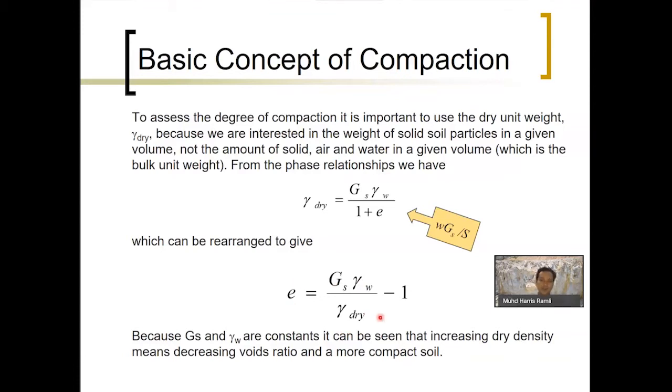The purpose of compaction is that we want to rearrange the soil particles. Rearranging means we want the soil particles to find their perfect position so that they create a good interlocking. If there is good interlocking, then the soil is well compacted. And while doing that, you are reducing the void ratio of the soil. That is the main idea of soil compaction.